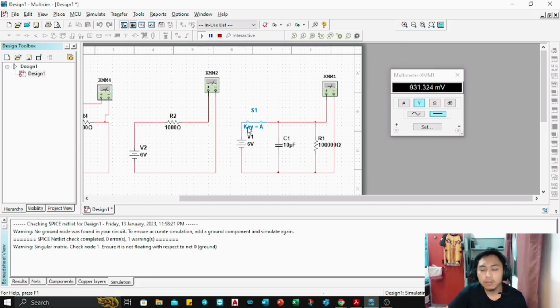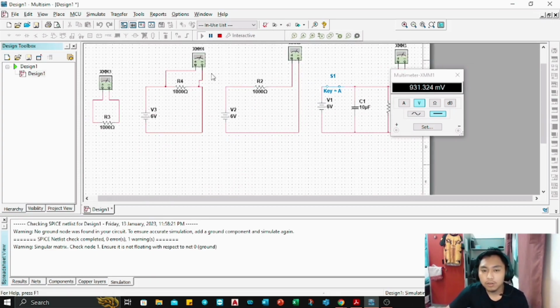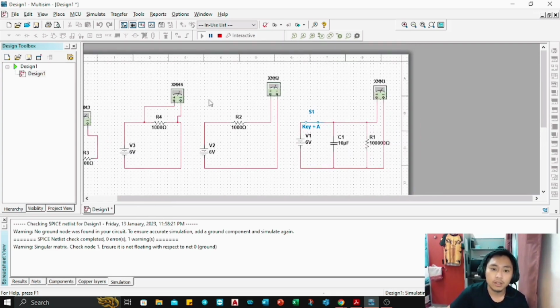The multimeter does not have the ability to measure inductance. That's why I didn't show that in this Multisim. That's all for me. Thank you.